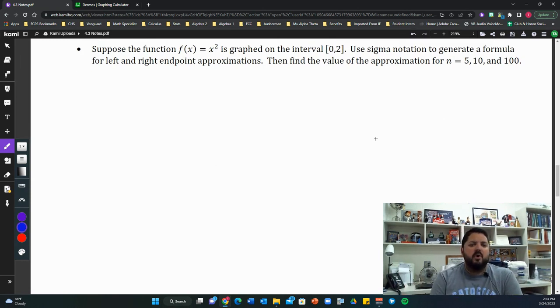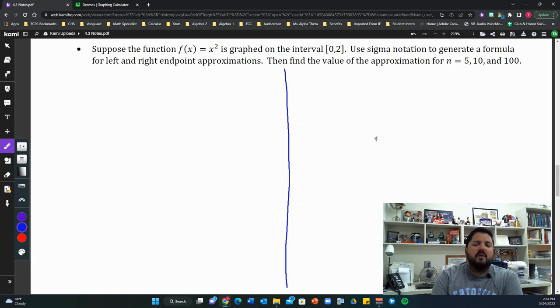So we are going to suppose the function f of x equals x squared is graphed on the interval 0 to 2, and we're going to use sigma notation to generate a formula for left and right endpoint approximations, and then we're going to find the value of those approximations for 3 different values of n, okay?